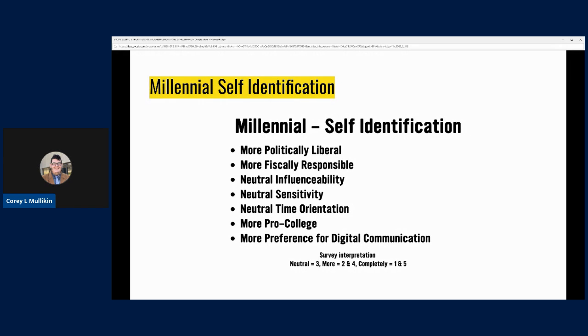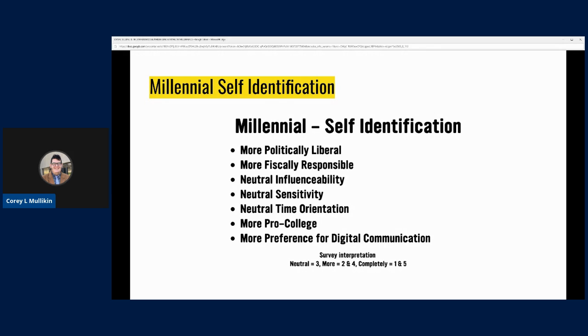So now let's look at the millennials. For the millennials, they said that they were more politically liberal, but not completely. They also identified as more fiscally responsible. This may be, again, they learned from their parents. They learned how they got through the recession.